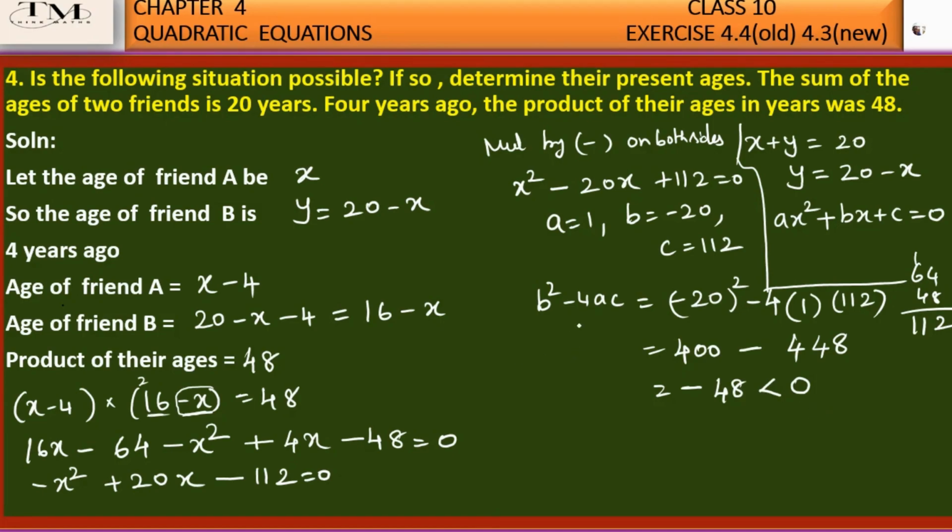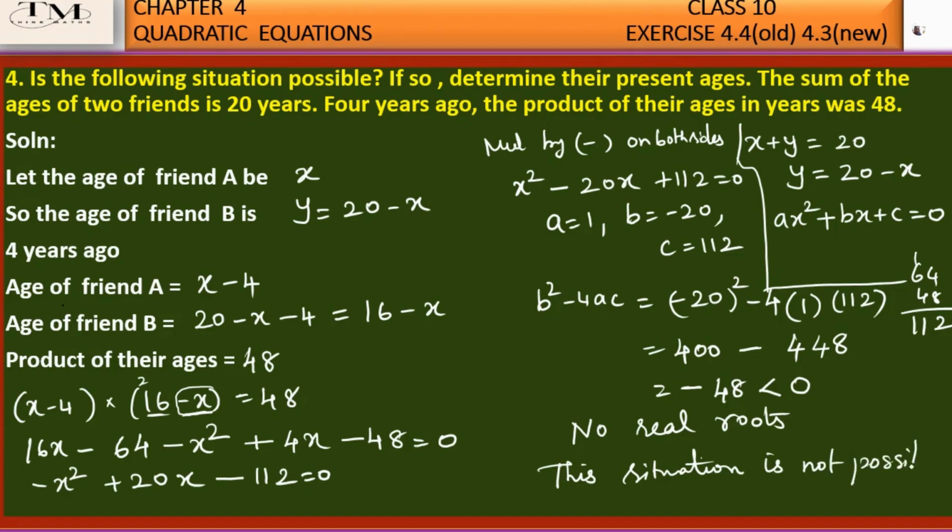So according to nature of the roots, if b square minus 4ac is less than 0, we say that we don't have any real roots. This means this situation is not possible. So the solution is this situation is not possible. Okay. So we no need to solve the equation. So this is the problem. Okay. I hope you can understand.